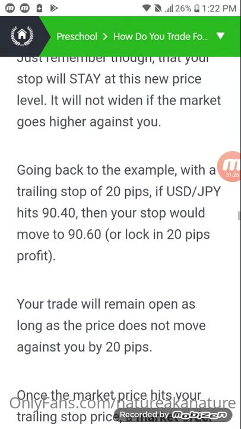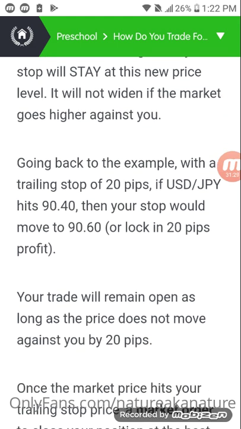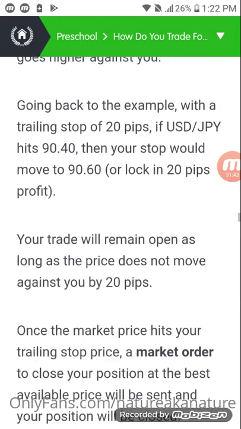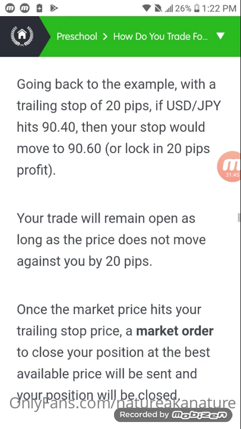So going back to this example, for a trailing stop of 20 pips, if USD JPY hits 90.40, then your stop will move to 90.60, because you have 20 pips in. So it locked in 20 pip profit. A trailing stop loss can lock in pips for you. Say you put a trailing stop at 20 pips, it will lock in once it hits 90.60. From 90.40 to 90.60, that's 20 pip profit. So that's how trailing stop losses work.